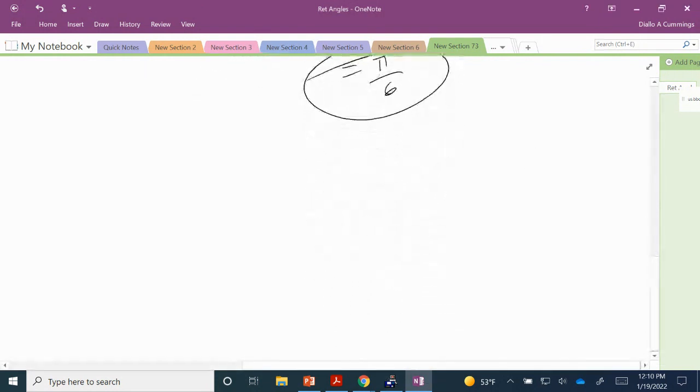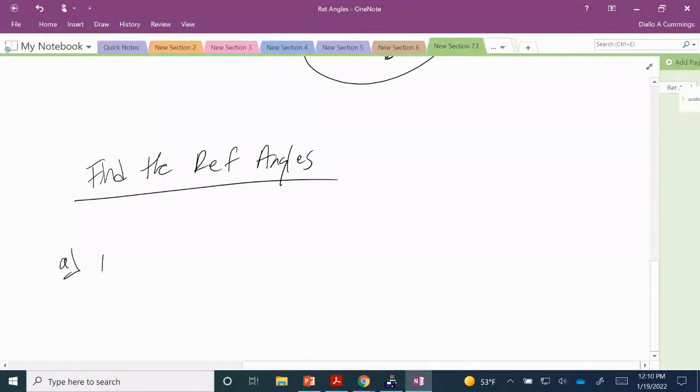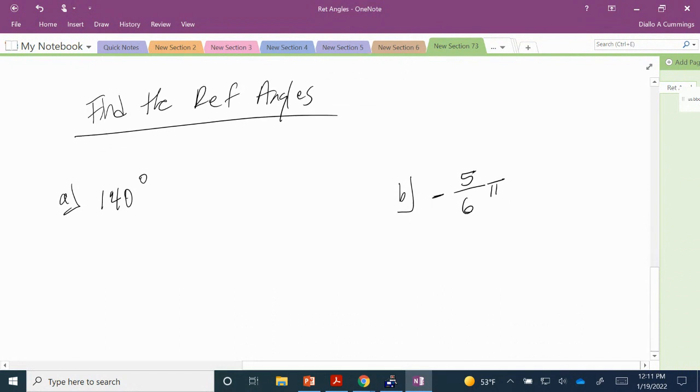All right, so at this time, I'm going to give you a couple of problems to do. You want to find the reference angles for 140 degrees and negative 5 pi over 6. All right, I want you to find reference angles for both of these. I'm going to pause the video and we will return with the solution.